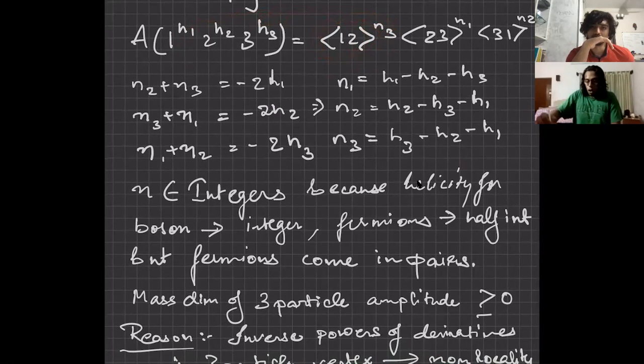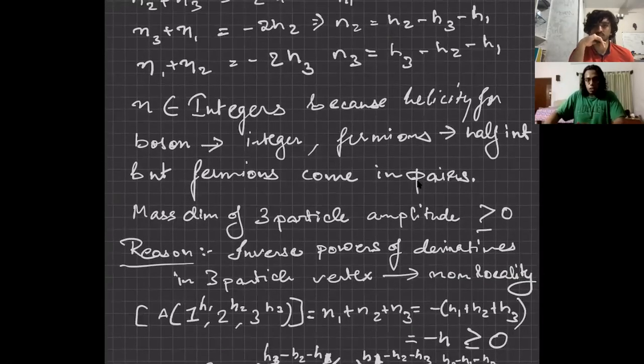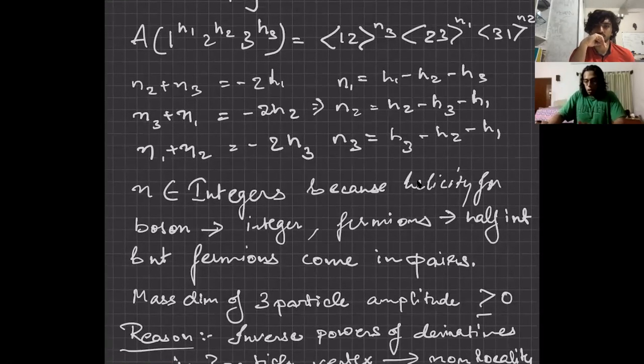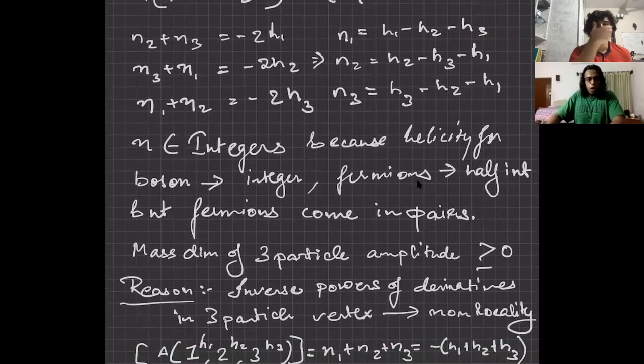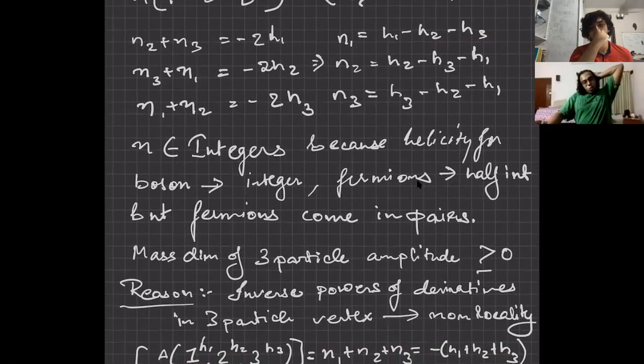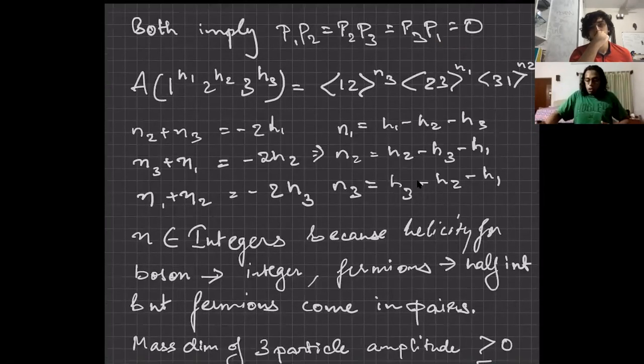So you have this minus 2's product coming here. You can solve for and represent the helicities in terms of n, where n1 is just the helicity of 1 minus the helicities of 2 and 3 and so on, right? So it turns out that n are always integers, right?